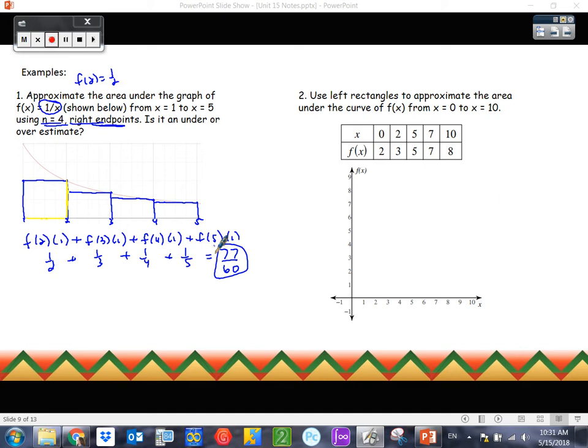And now the question is, is it an over or underestimate? When we answer the question, we can tell from our graph that it's an underestimate, but we can't use that in our justification. We need to write a justification. We're training for next year. So we can't say, oh, well, there's space left. That's not mathematical. What we do is we say that it is an underestimate because we have a decreasing function with right endpoints.